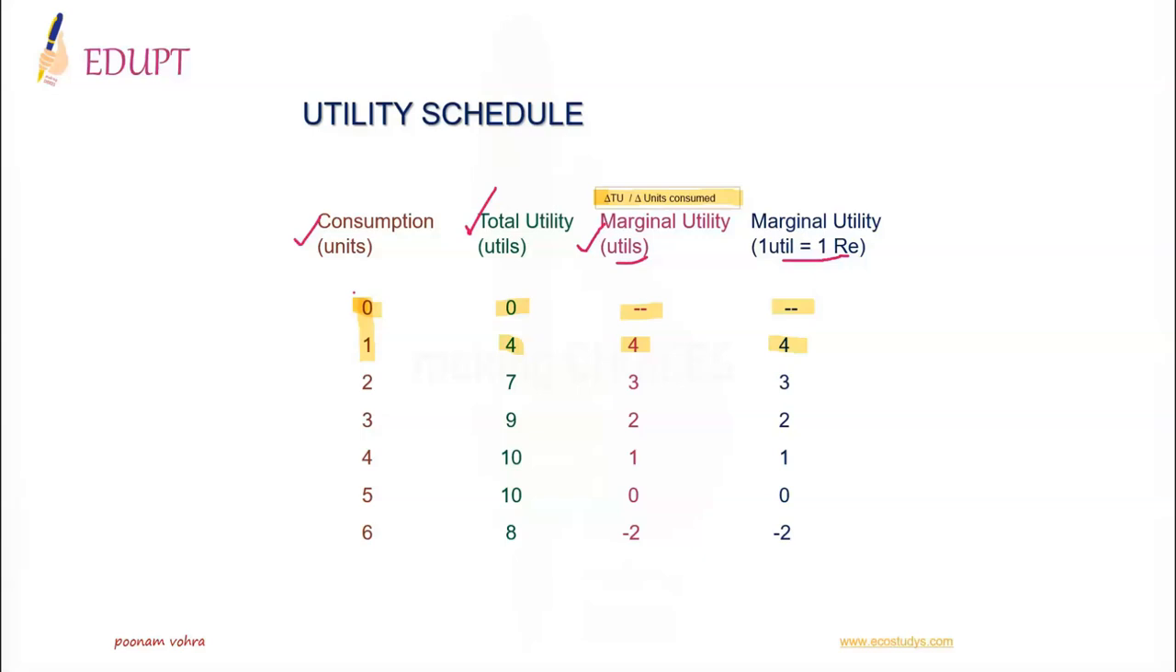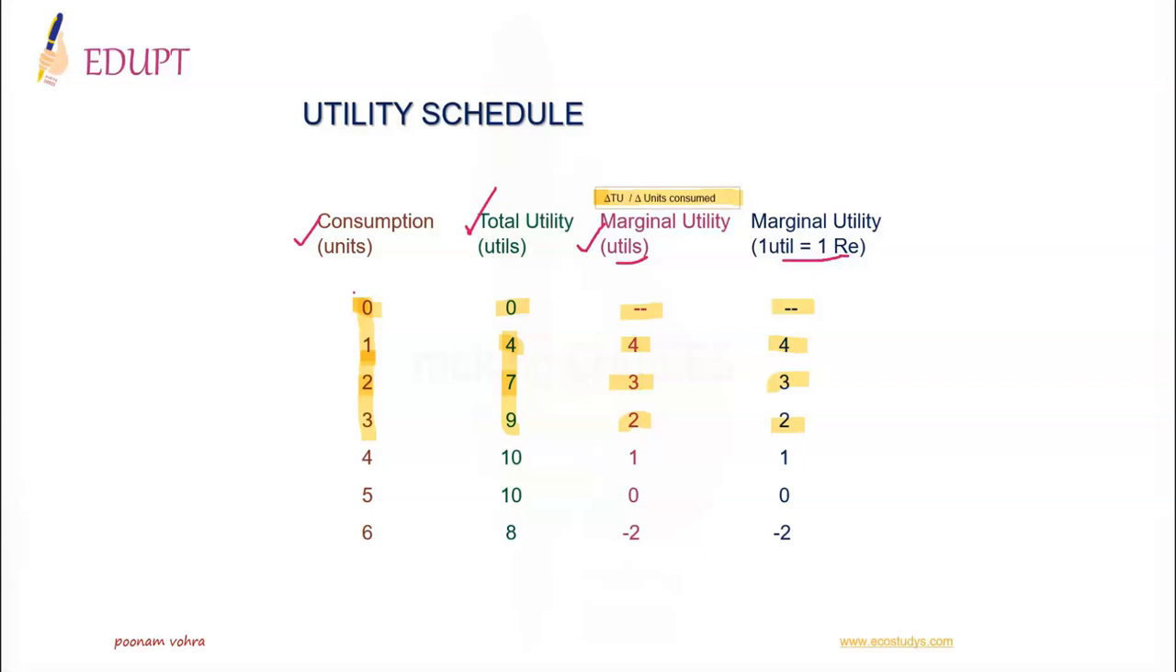As units consumed increase from 1 to 2 units, total utility increases from 4 to 7 utils. Marginal utility is then 7 minus 4, which is 3 in utils as well as in money terms. Similarly, when units consumed increase from 2 to 3 units, total utility increases from 7 to 9 utils. Marginal utility is 2 in utils as well as in money terms. Similarly, one can find for the rest.